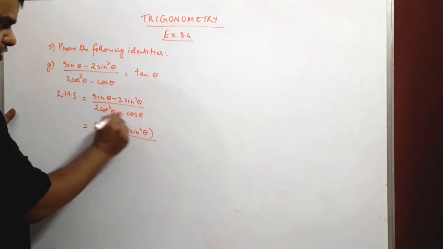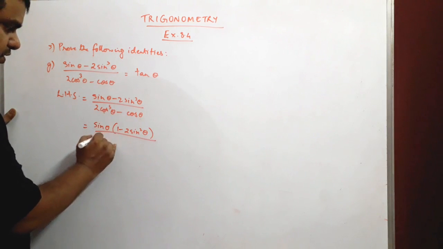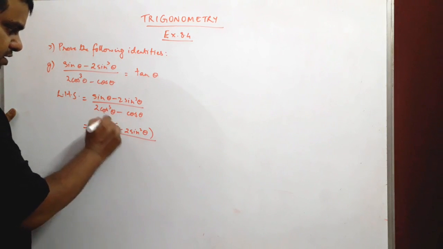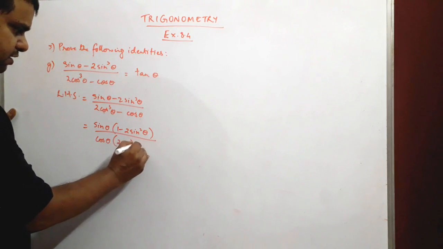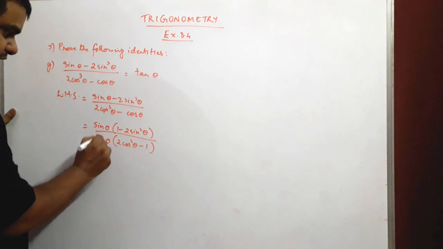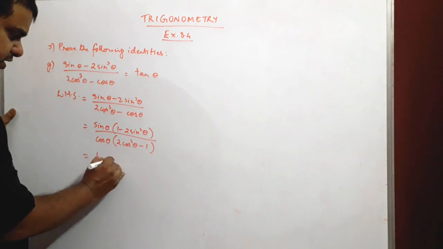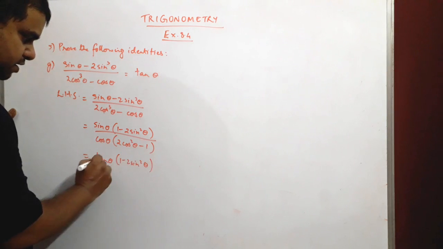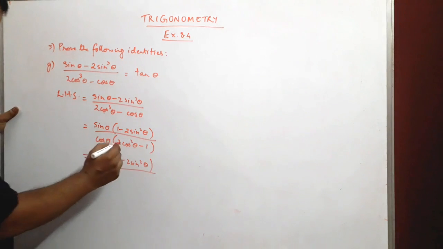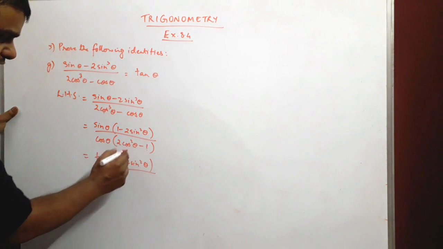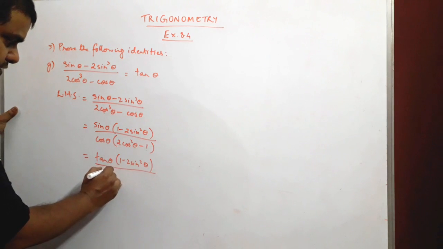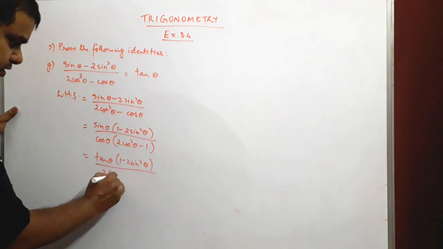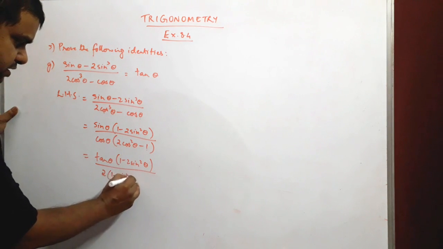Similarly, in the denominator, cos theta is common to both these terms. So I will take cos theta common. We are left with 2 cos square theta minus 1. Sin theta upon cos theta is tan theta. I'll leave 1 minus 2 sin square theta the way it is. And in the denominator, now that I have only 2 cos square theta minus 1 left, I'll try to convert cos square theta to sin square theta. So we can do that as 2 into, instead of cos square theta, I'll put 1 minus sin square theta.